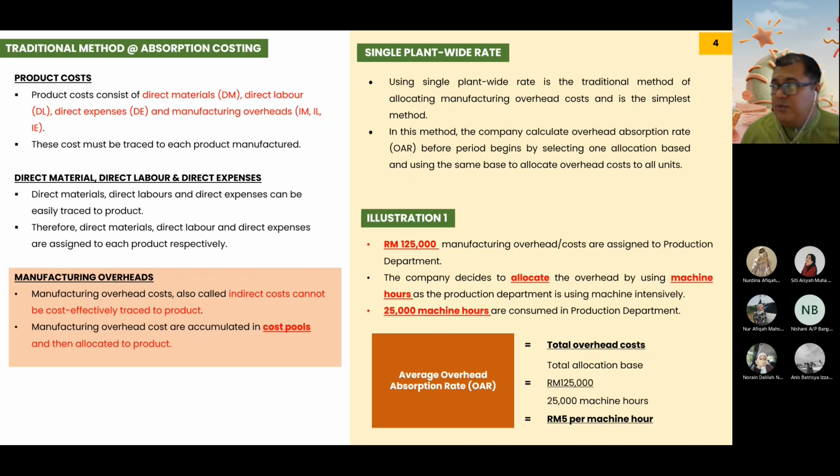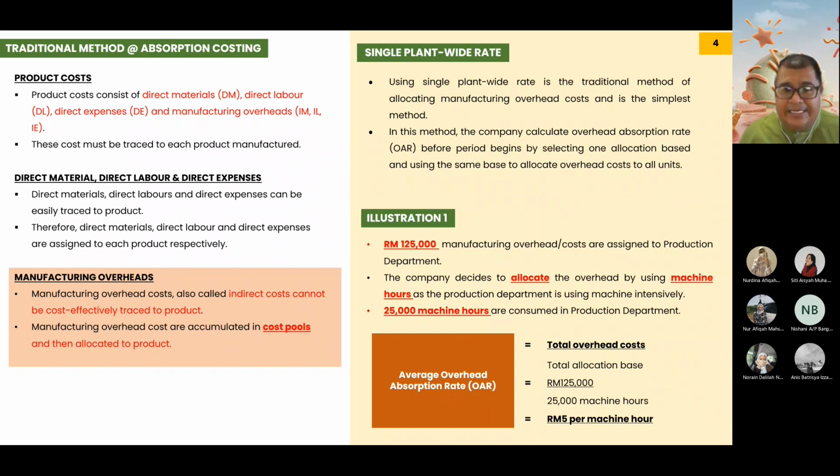Using single plant wide rate is the traditional method of allocating manufacturing overhead cost and is the simplest method that we can use. In this method, the company calculates overhead absorption rate, OAR, before period begins by selecting one allocation base and using the same base to allocate overhead cost to all units.